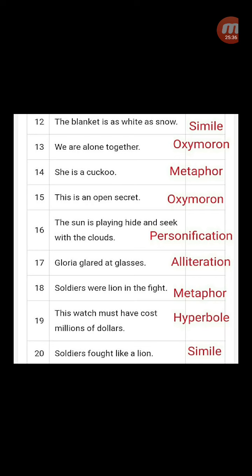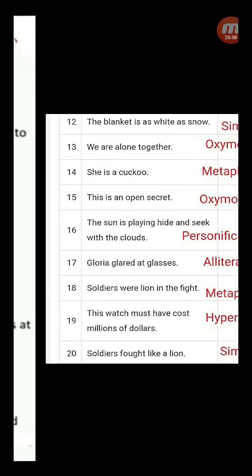The sun is playing hide and seek with clouds. Personification. Gloria glared at glasses. Alliteration. Soldiers were lion in the fight. Metaphor. This watch must have cost $1 million. Soldiers fought like a lion. Simile.